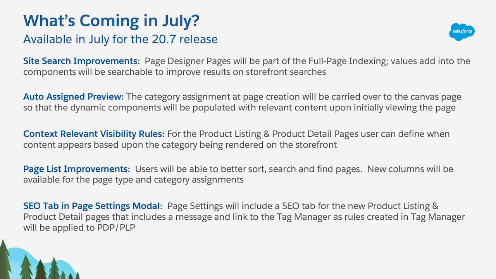And finally, we plan to display an SEO tab for product detail and product listing pages that includes a message and a link to the Tag Manager and Business Manager. Rules created in Tag Manager will be applied to the product detail page and the product listing page. That's all that we have for Page Designer today, and now I'd like to pass you over to Amanda.